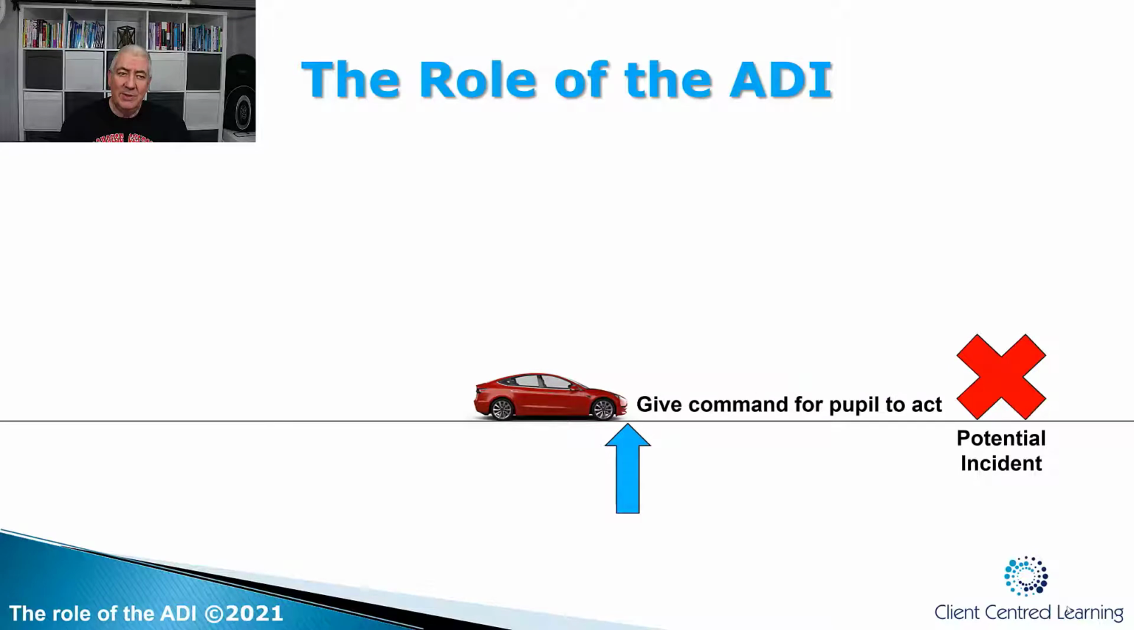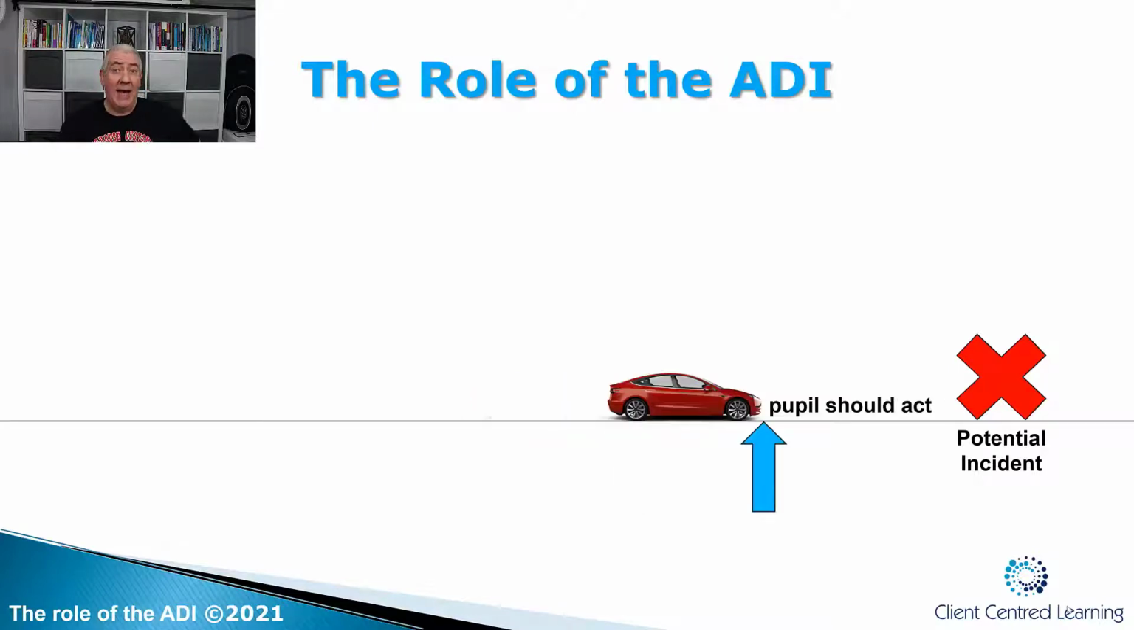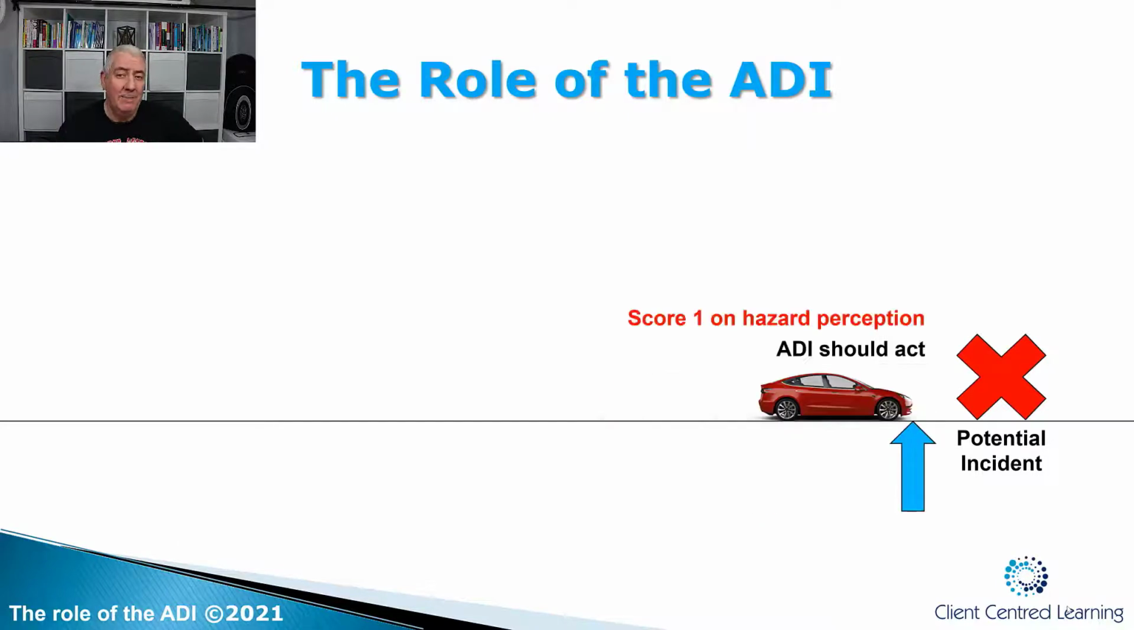So if they don't react to the prompt, we must then escalate our intervention, and that then becomes perhaps a command. The command will be repeated and it will start quieter and get louder. For example, brake, brake, brake, brake. Once we've given that command for the pupil to act, they should act. If they don't, that's when we jump in and keep everything safe. That would be the equivalent of the scoring window 1 on hazard perception. So we have an escalation of our intervention here, a hierarchy, if you like.